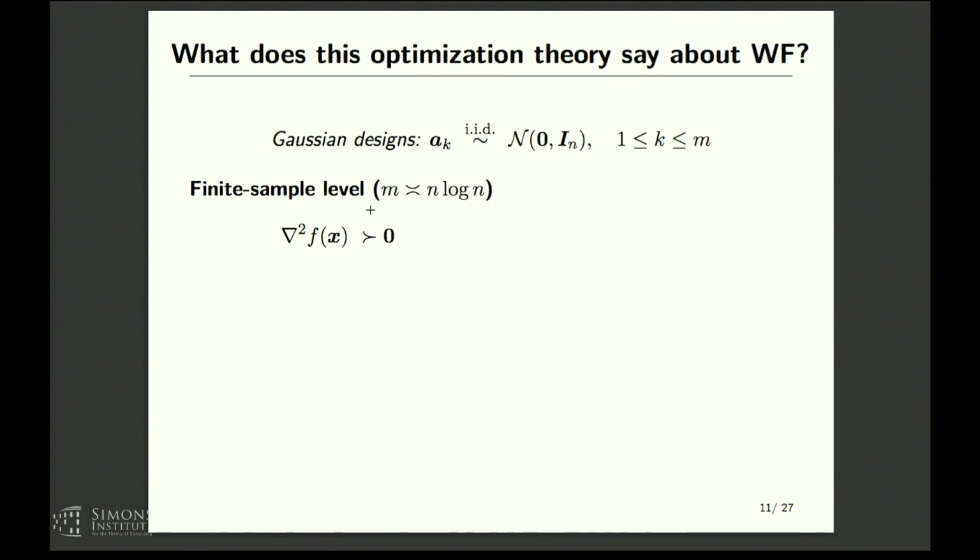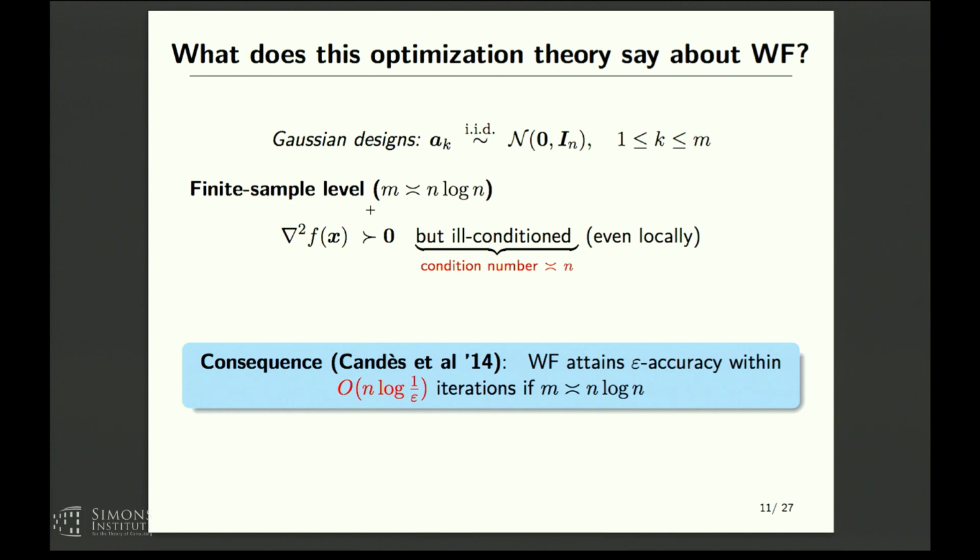Now the issue arises when we move on to the more realistic situation where we have a finite number of samples, when the number of samples is just slightly above the information limit. With high probability, the Hessian is still strongly convex, at least locally. But the condition number is extremely bad, at least for this Gaussian design model. The condition number in this regime can be as large as n, where n is the number of unknowns. This is not good news, because it essentially says that the number of iterations needed to converge might depend on the problem size. In fact, applying this theory, Wirtinger flow attains epsilon accuracy within roughly n iterations, and this is exactly the theory presented by Candès and his co-authors.